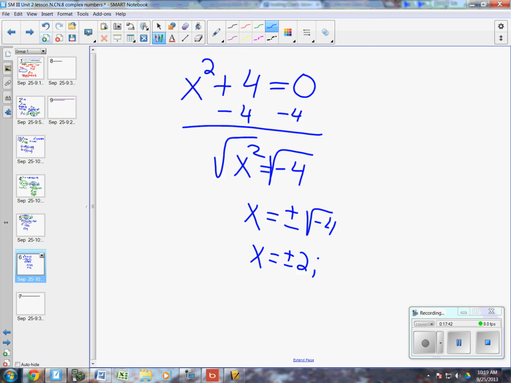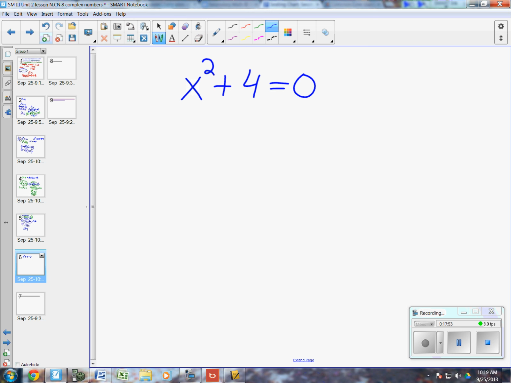But today, I need you to learn this other way because it's going to lead into some other stuff we're going to do. So we're going to use the factoring way to do it. It's a little bit longer, but I want to do it. You guys just factored. What does x squared plus 4 factor into?